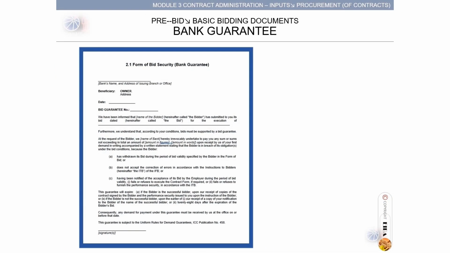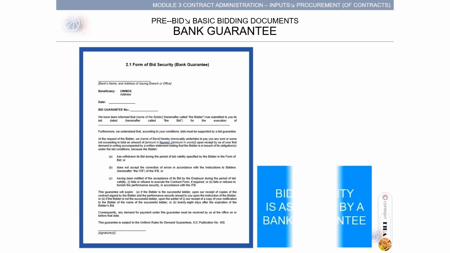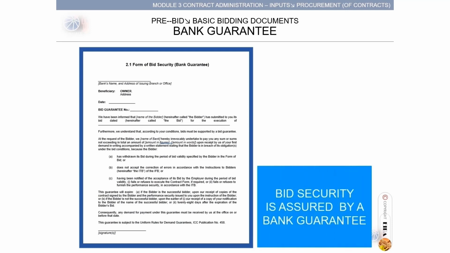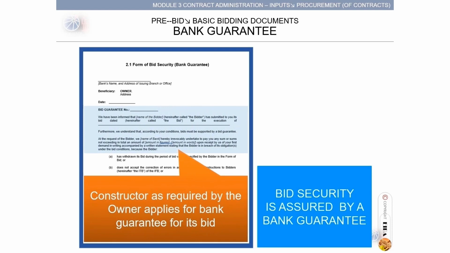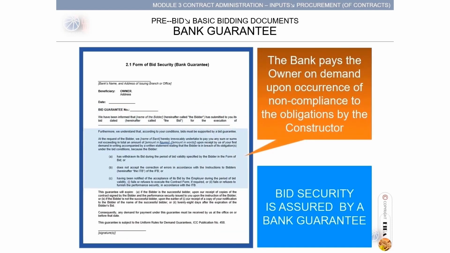A sample of a form of a bank guarantee in a standard format. The bid security is assured by a bank guarantee. The owner may require these documents in lieu of a bid bond, highlighting the gist of the contents of the form. The constructor, as required by the owner, applies for a bank guarantee for its bid. The bank pays the owner on demand upon occurrence of non-compliance with the obligations by the constructor.